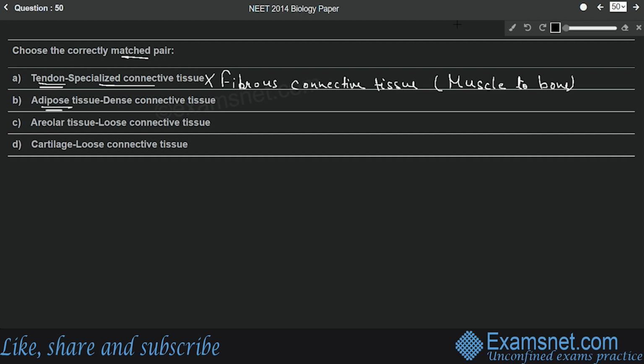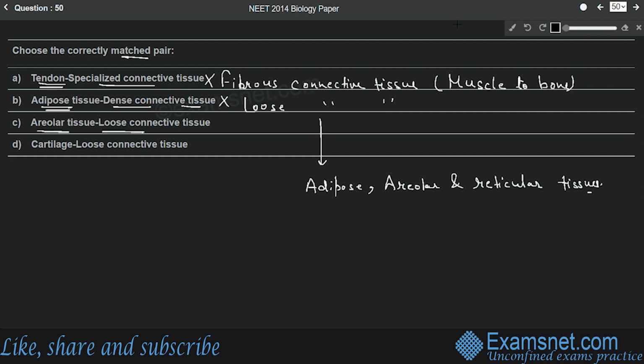Then in the second one, adipose tissue is matched with dense connective tissue, which is again an incorrect match because adipose tissue is an example of loose connective tissue. So this category of connective tissue, that is loose connective tissue, includes the adipose tissue, then areolar tissue, and the third type is reticular tissue. Okay. Then in the third one, areolar tissue is matched with loose connective tissue. So right now we discussed that loose connective tissue includes areolar tissue as well. Okay, so this is a correct match.